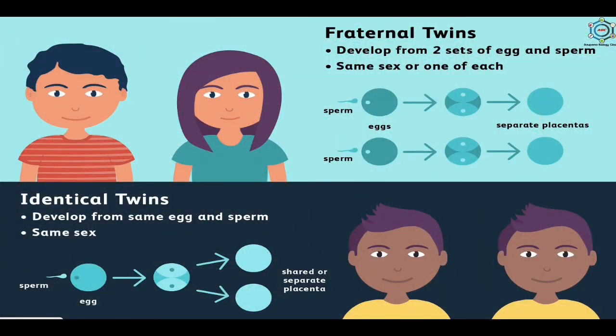Now, in case of fraternal twins, they develop from two sets of egg and sperms and are of the same sex or one of each. And in case of identical twins, they develop from the same egg and sperm, and here the same sex, either two males or two females. So these are the differences between the fraternal and the identical twins.